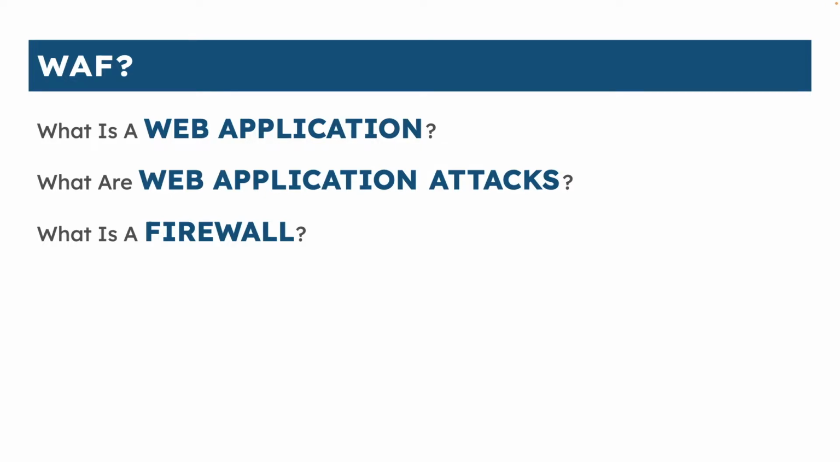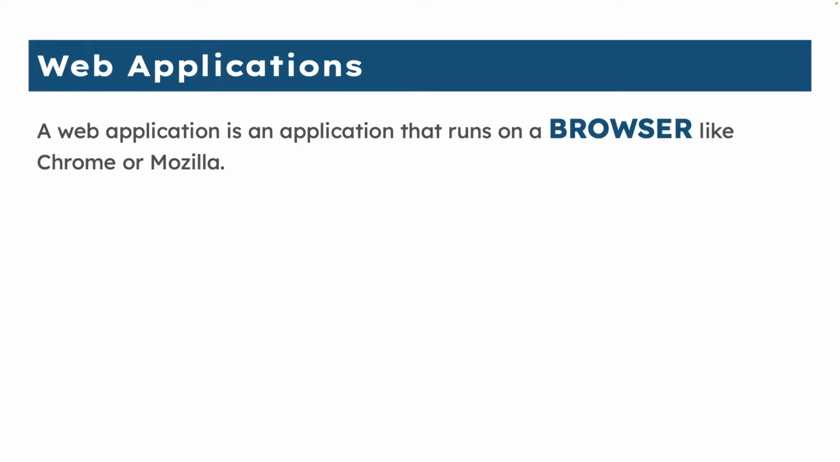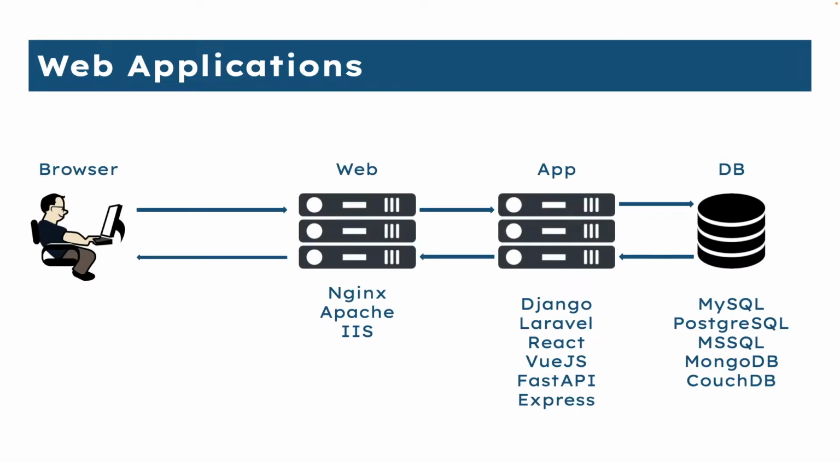Let's start with understanding web applications. A web application is an application that runs on a browser like Chrome or Mozilla. This is how the architecture of a typical web application looks like. First, on the left, we have the person who uses a browser to access the application. Then you have a web server that takes the request from the browser and passes it to the app server for further processing. Examples of web server software include Nginx, Apache, and IIS.